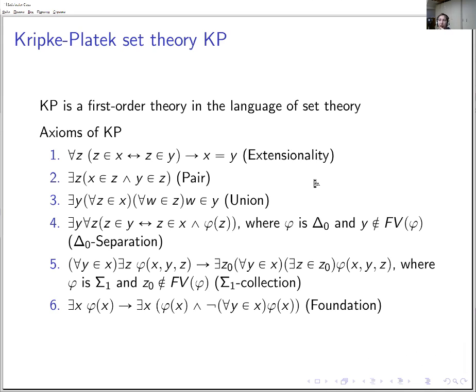Of course we have the axiom of extensionality, and the axiom of pair. The axiom of pair says that for any sets x and y, there exists a set z such that both x and y are elements of z. Then we have the axiom of union, which says that given a set x, there exists a set that is the union of x.